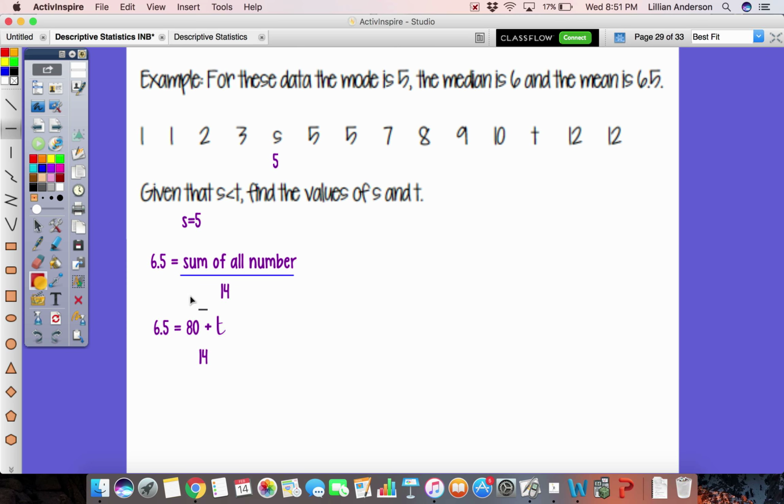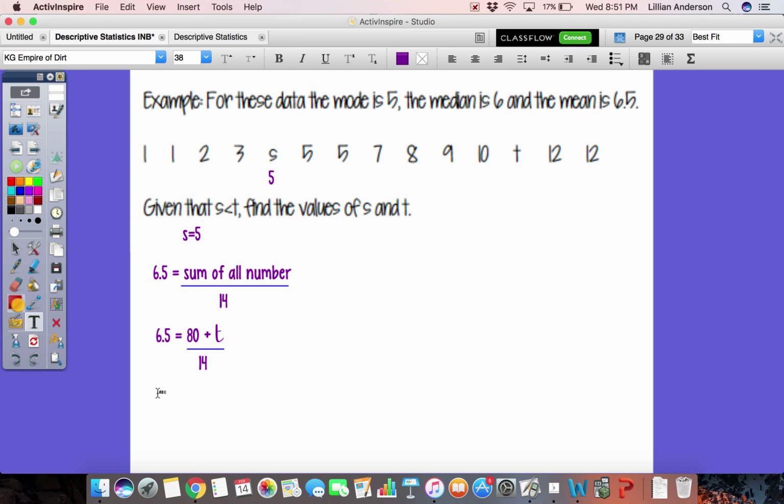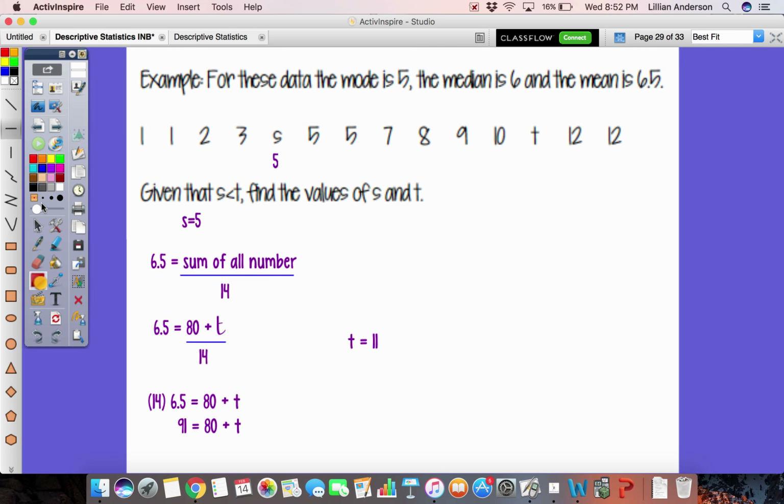And basically what we have is a nice simple equation that we can go ahead and solve. Okay, so we need to get rid of the denominator, so we're going to multiply 14 on each side. So it's going to be 14 times 6.5 equals 80 plus T. 14 times 6.5 is 91. So this is basically 91 equals 80 plus T. And then we are going to subtract 80 from both sides and find out that T is equal to 11. All right. And that's your answer. T is 11 and S is 5.